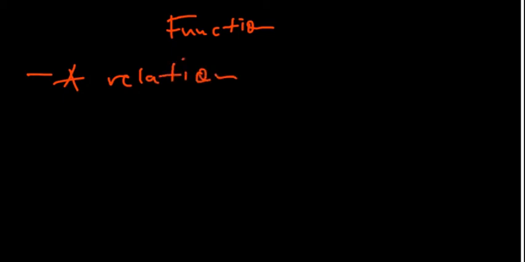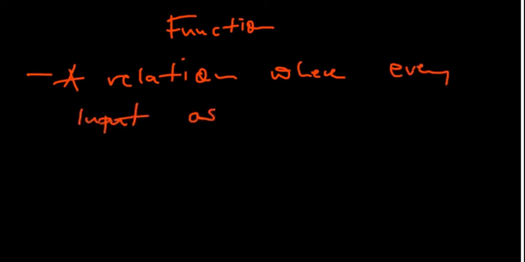What you need to understand is that a function is of course a relation. A function is a relation where every input has a result. What is a result? An output. So every input should have an output. Okay? And that output should be unique.